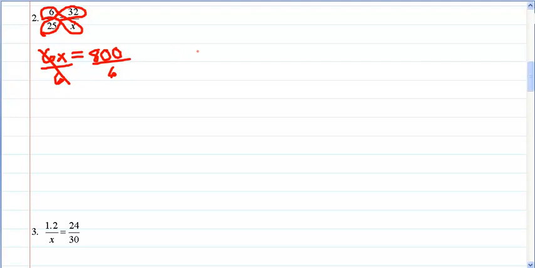And when you divide by 6, you have x is equal to 800 over 6. And since both of these numbers are even, I'm going to divide them both by 2 so that I get 400 over 3.